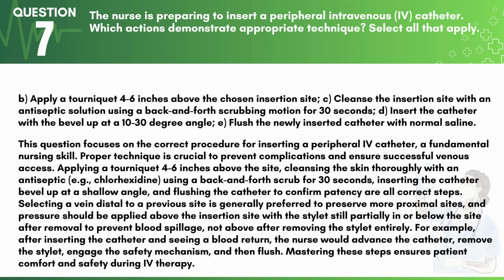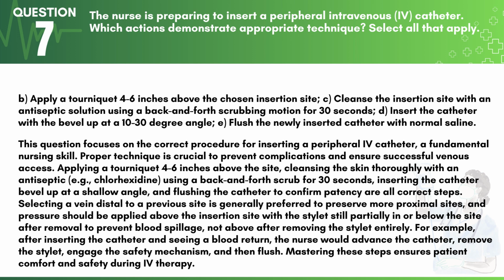Proper technique is crucial to prevent complications and ensure successful venous access. Applying a tourniquet 4 to 6 inches above the site, cleansing the skin thoroughly with an antiseptic, e.g., chlorhexidine, using a back and forth scrub for 30 seconds, inserting the catheter bevel up at a shallow angle, and flushing the catheter to confirm patency are all correct steps.